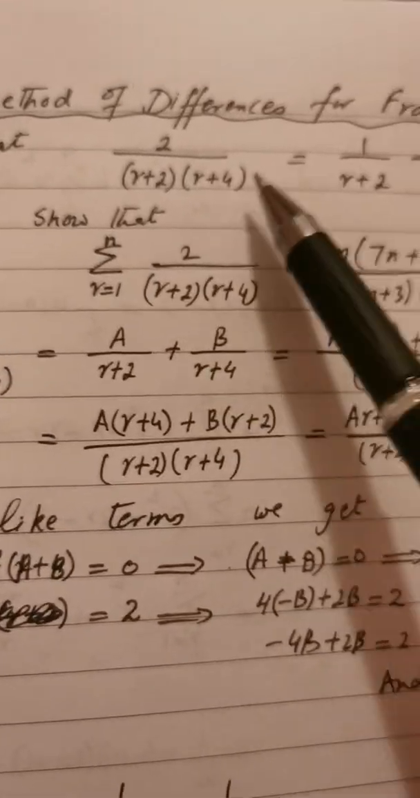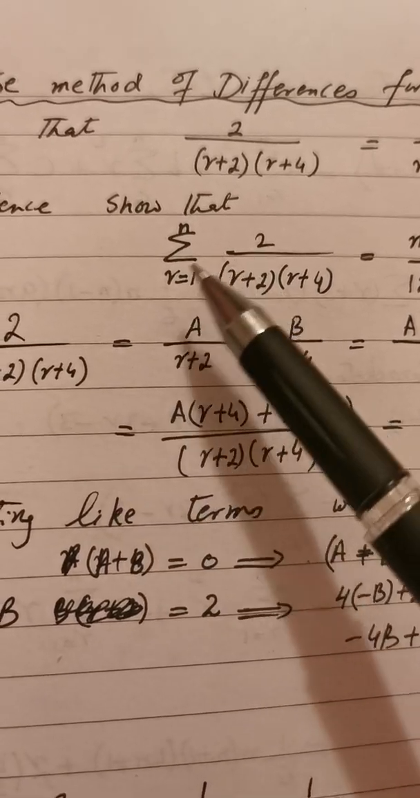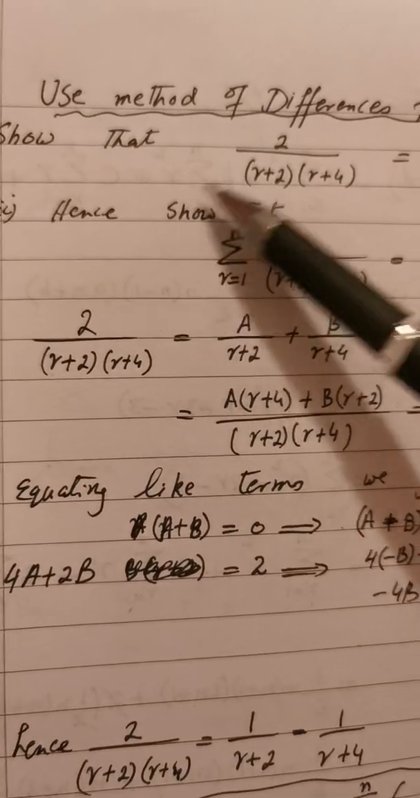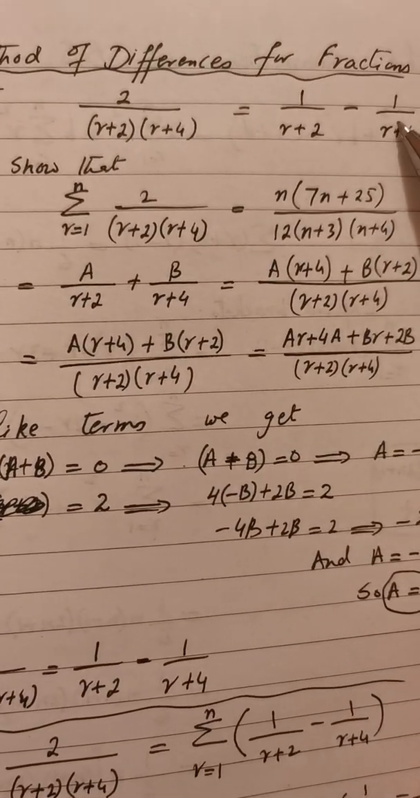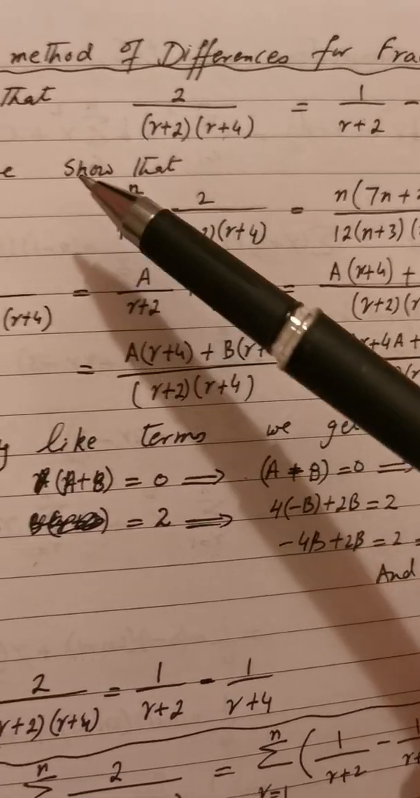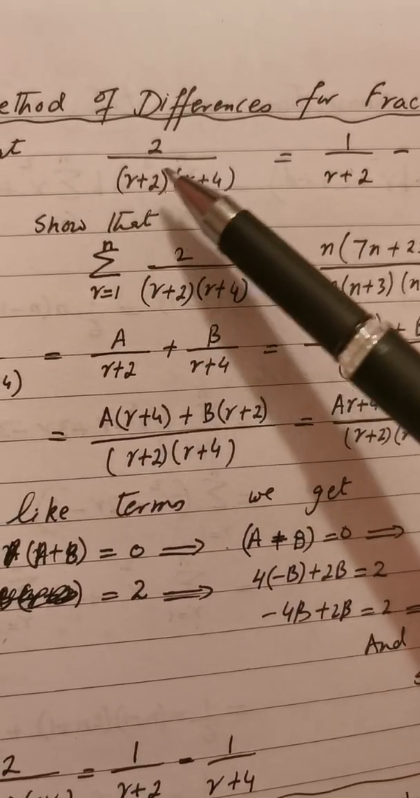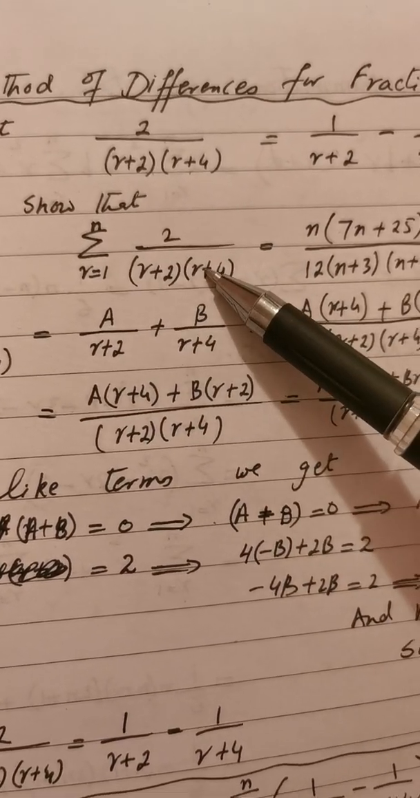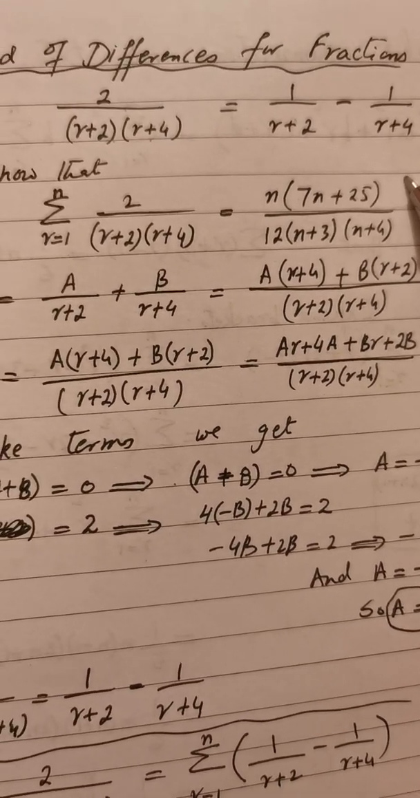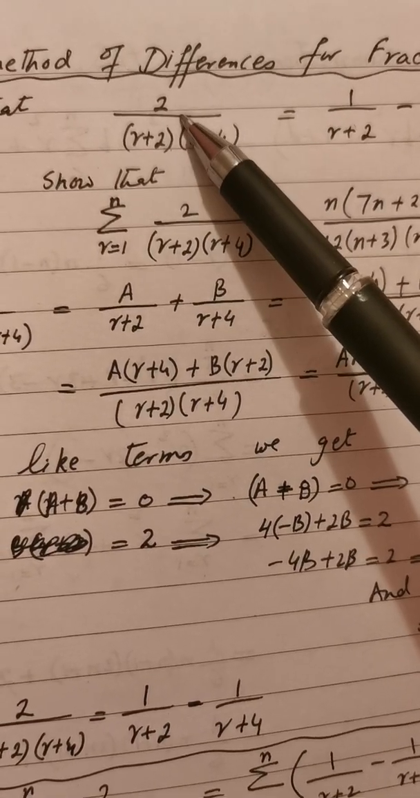After simplification of the expression, we will apply the summation that they have asked for in our question. In this question they ask us to show that this is equal to this thing. First of all, we have to prove this equals this, and the second part says: hence show that the summation of this is equal to this expression. So there are two parts to this question, and for the first part we will take the left hand side.